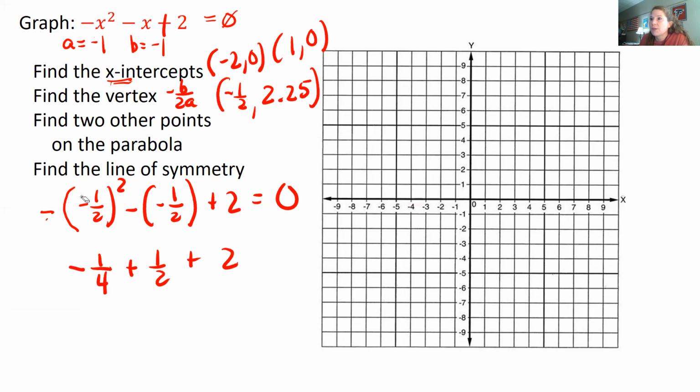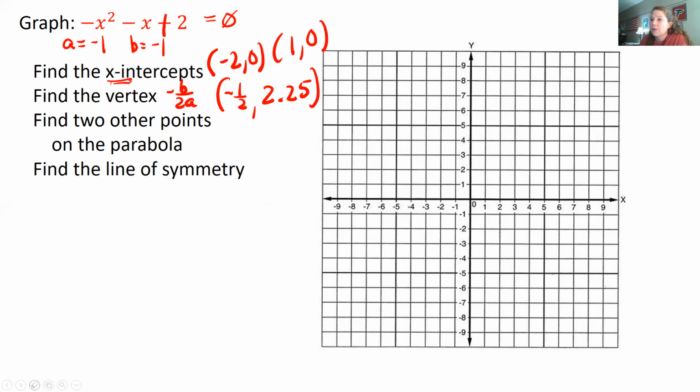All right, so now we want two numbers besides the x-intercepts and our vertex. So let's write these on our t-chart. So our vertex is -1/2 or -0.5, right? This is 2.25. And then we have a point up here at -2, 0, and down here we have one at 1, 0. All right, so let's use a whole number in between these two. A whole number in between these two would be -1, and let's use 0, right?